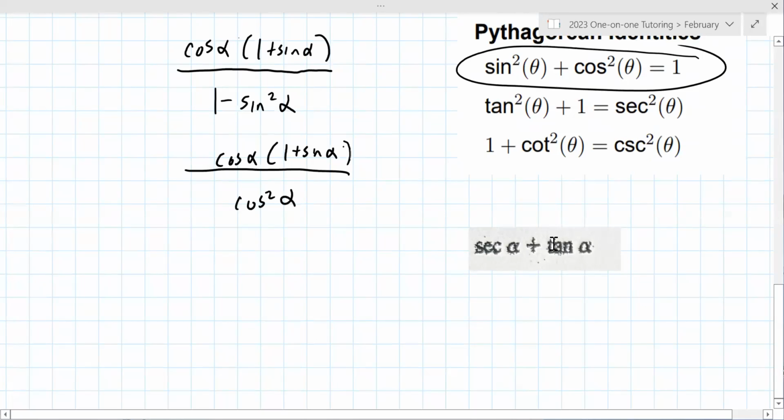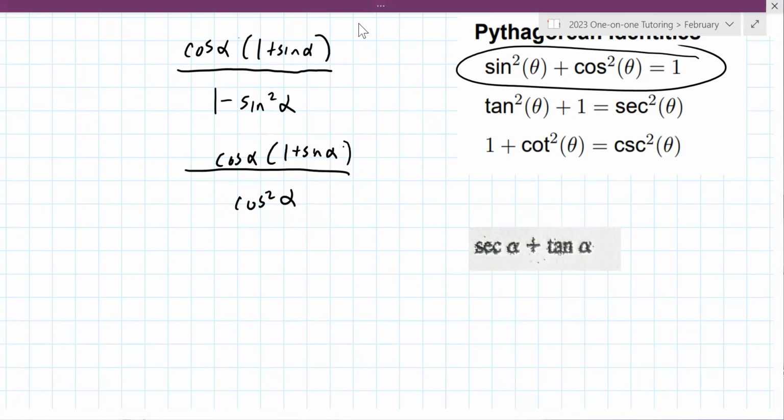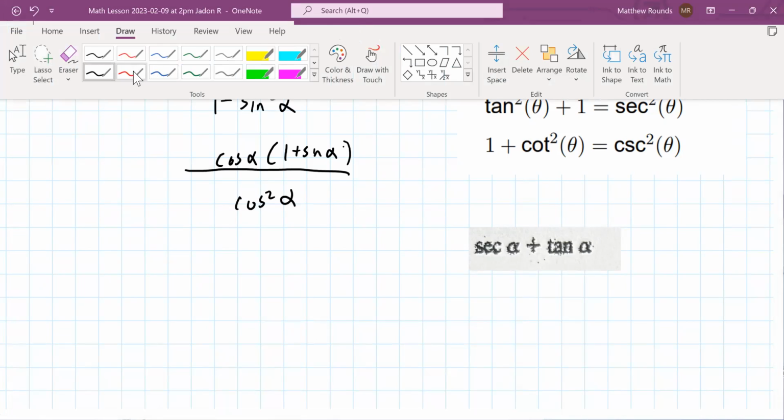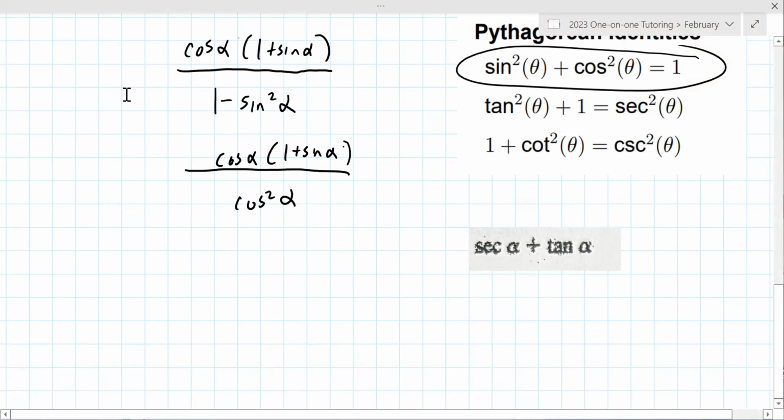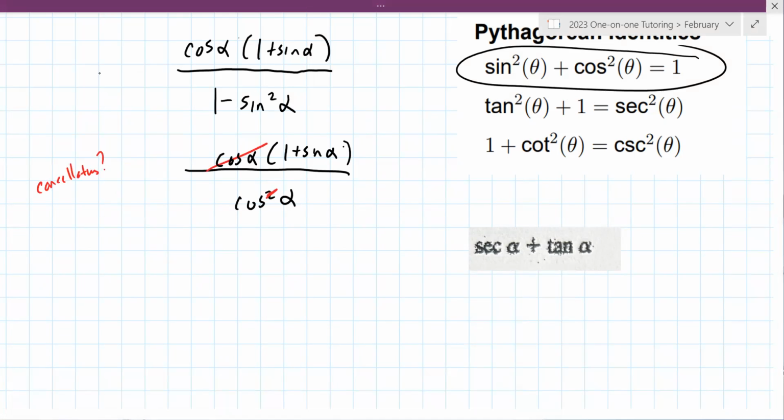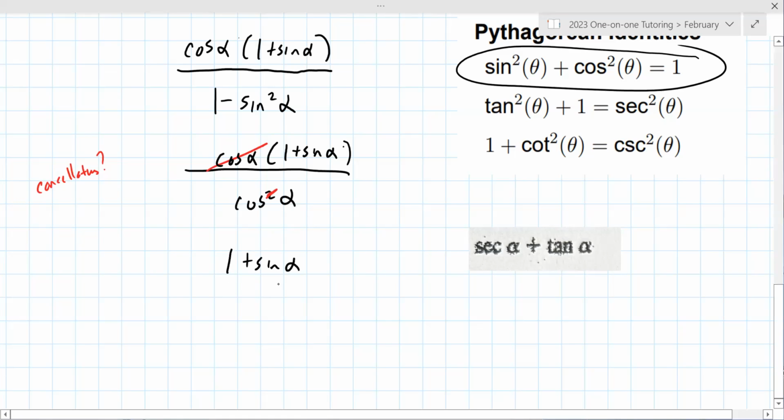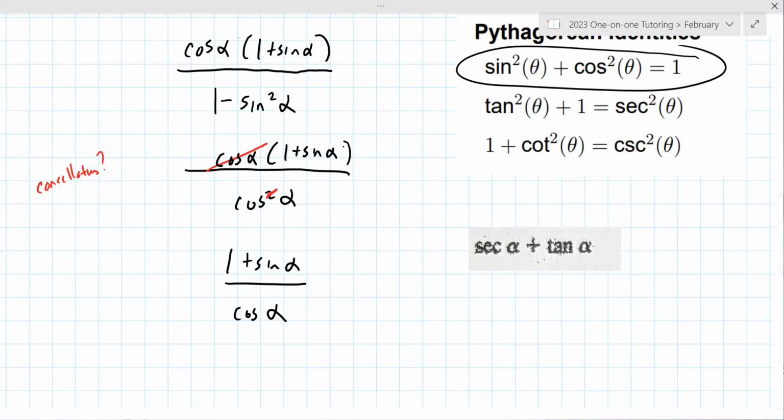What do you do next here? What do you see? Well, you're going to have to convert it to secant and tangent. Would the cosine become 1 over secant squared? It does, but on the bottom you don't want to do that. Do you see any cancellations? Oh, the cosines cancel. Yes. So there's a cosine left on the bottom. 1 plus sine alpha over cosine alpha. You're so close.